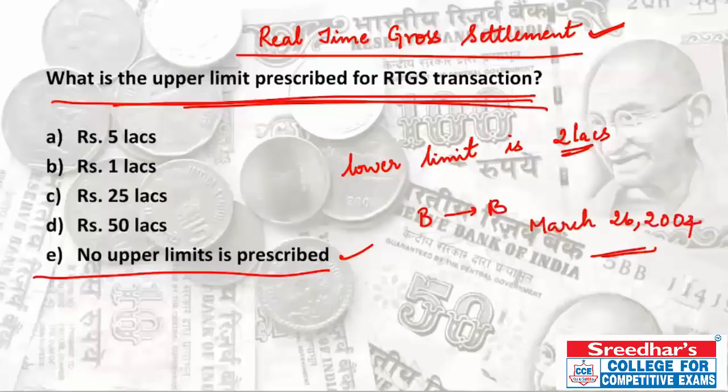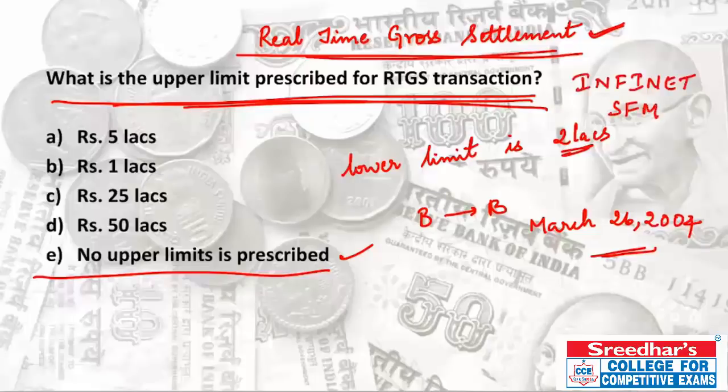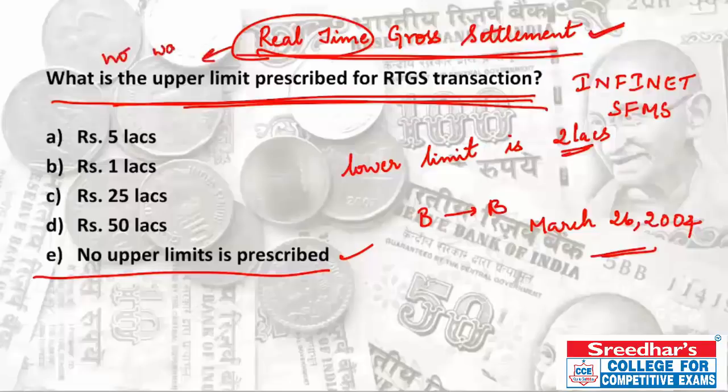RTGS is a centralized payment system. It uses Infinet and SFMS platforms. Here what we need to identify is settlement in real time. What is settlement in real time? Settlement in real time means the payment transaction is not subjected to any waiting period. So no waiting period will be there.